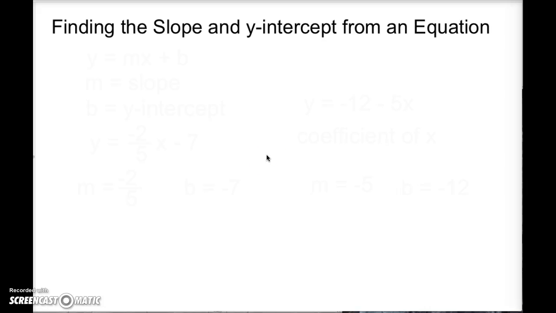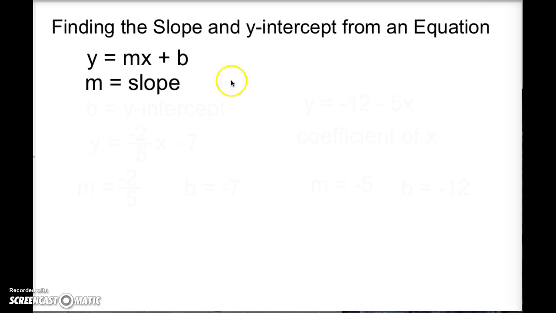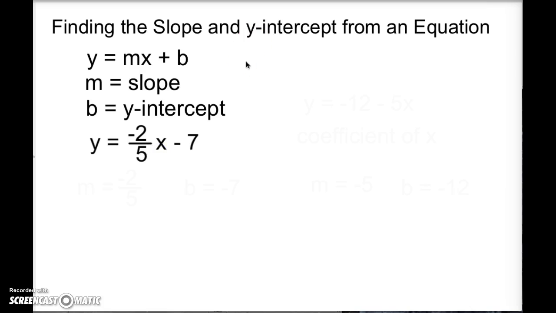This is going to be a video to help you find the slope and y-intercept from an equation. Now that's pretty easy to do if your equation is in y equals mx plus b, or slope-intercept form, because then all I have to do is replace my m, which is the slope, and my b, which is the y-intercept. Here's an example: y equals negative 2/5 x minus 7. Well, m is going to be negative 2/5 and b is going to be negative 7.